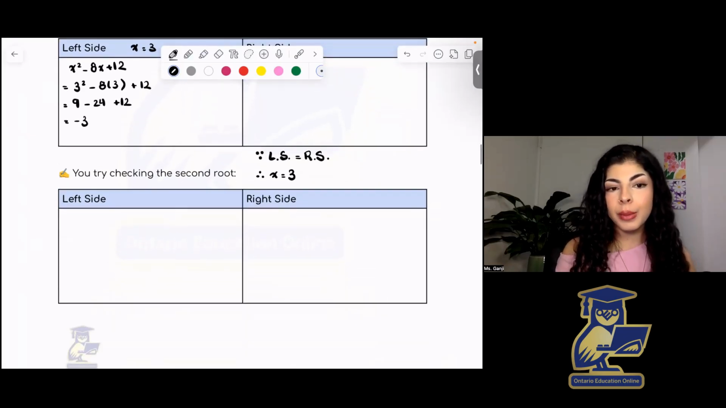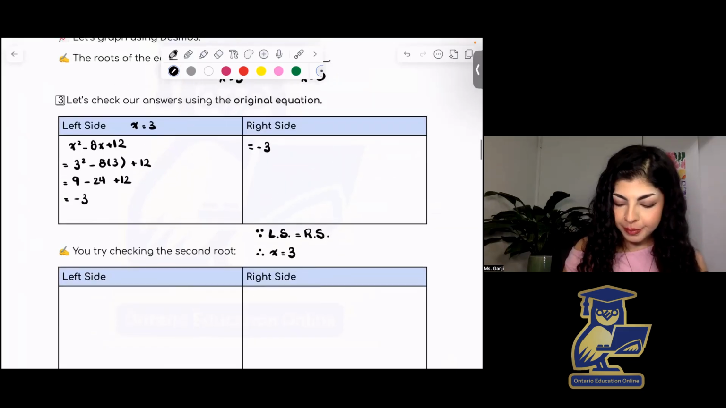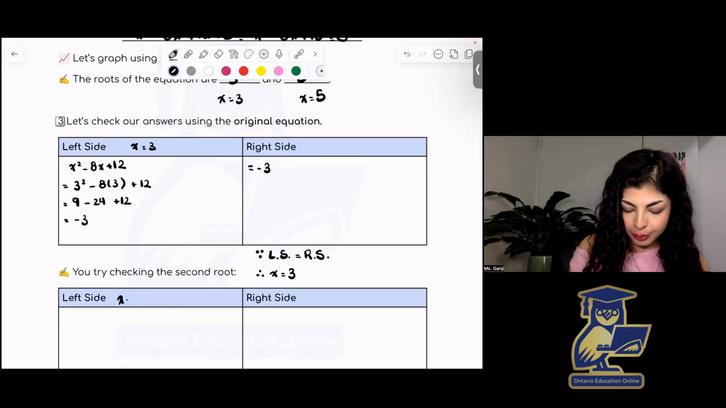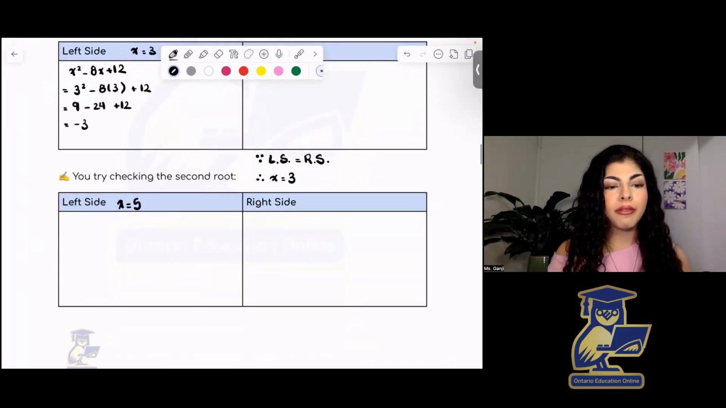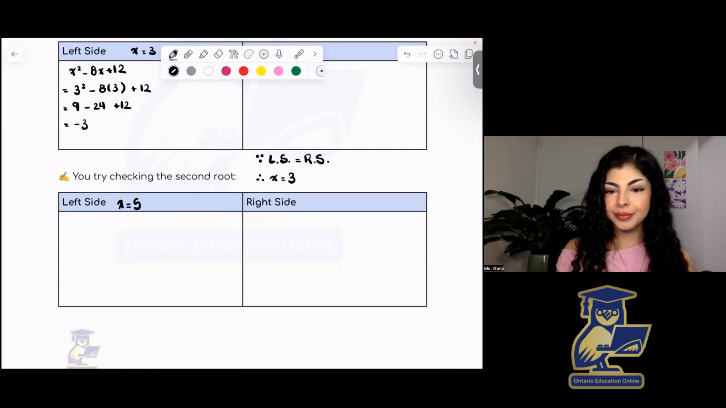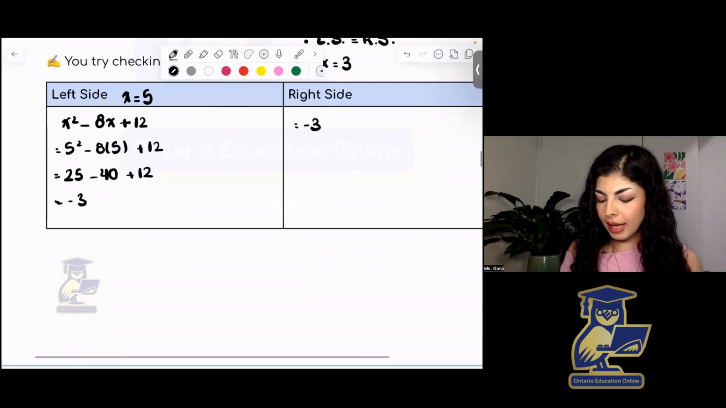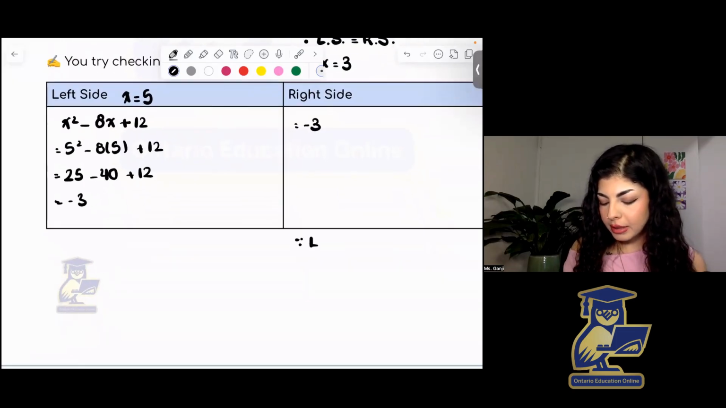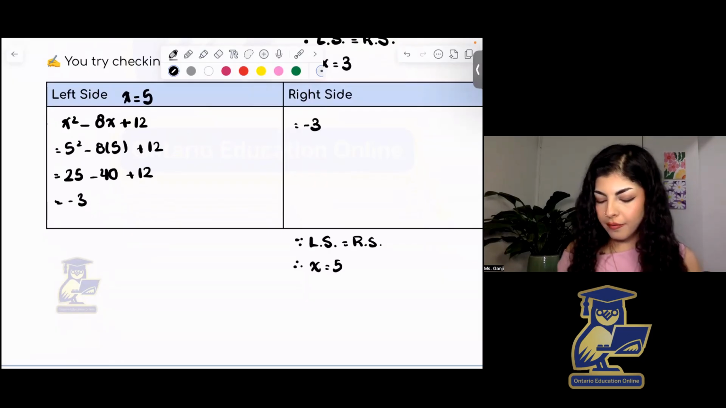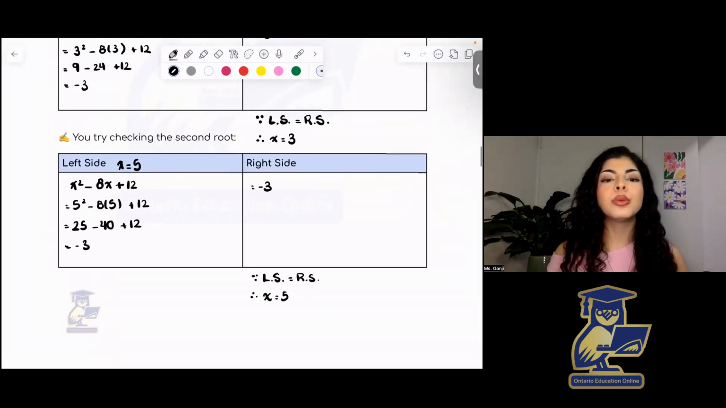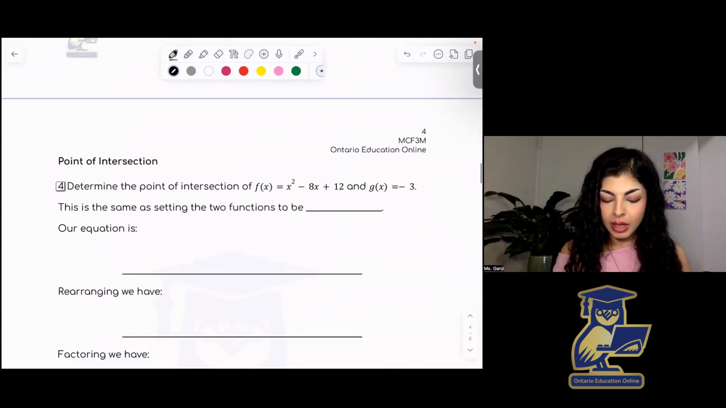So now take a moment and check for our second root, which is x equals 5. Similarly, you should have got -3 on both sides as well. And again, we will write because left side is equal to right side, therefore x is also 5. So our two roots hold true.